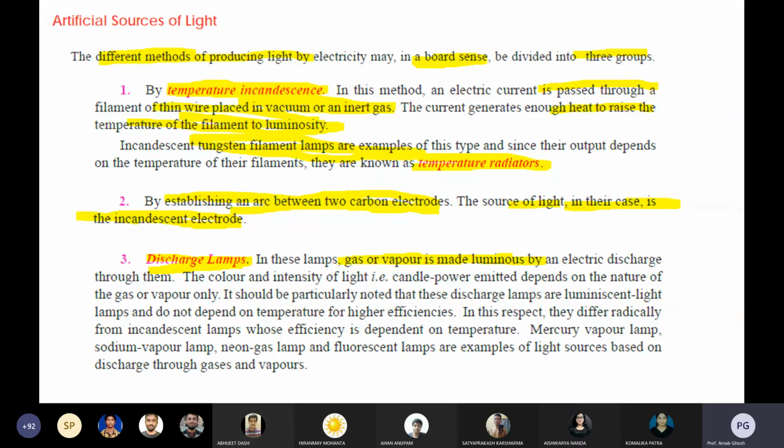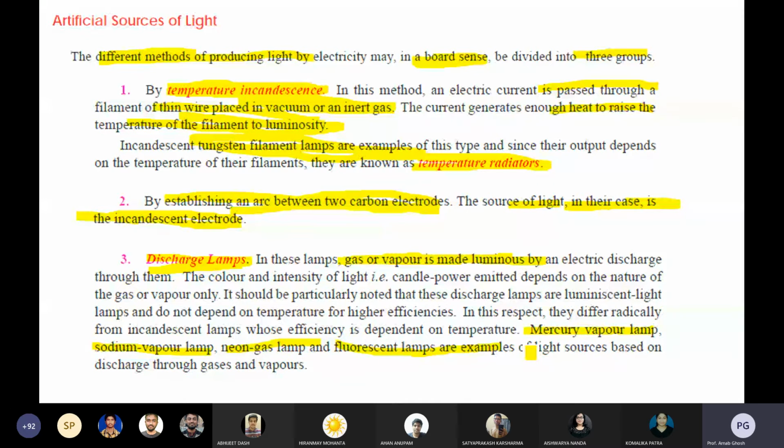Discharge lamps: what are the examples of discharge lamps? I'm giving mercury vapor lamps, sodium vapor lamps, neon gas lamps, and fluorescent lamps. Based on the discharge, the color is also different. Basically, there is sedimentation of different chemical compositions on the tube surface. When electrons hit there, it can change the physical property, not the chemical property, and the color can be changed based on the options.